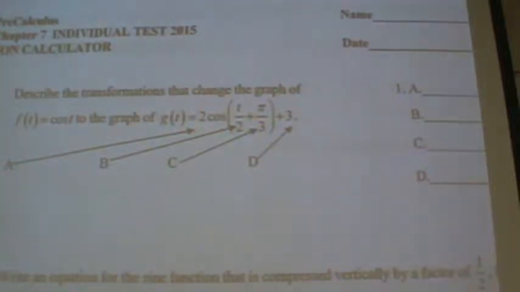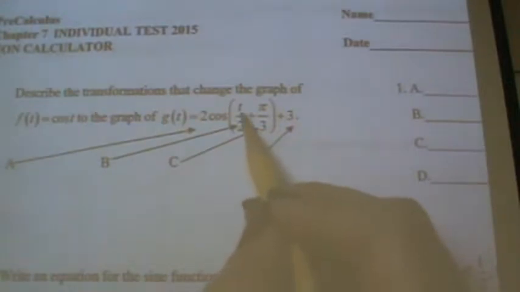Chapter 7, here's your individual test. All right, the hardest part I think you guys had on this one was being able to pull that B value out. The B value is the coefficient, the number in front of the T right here.